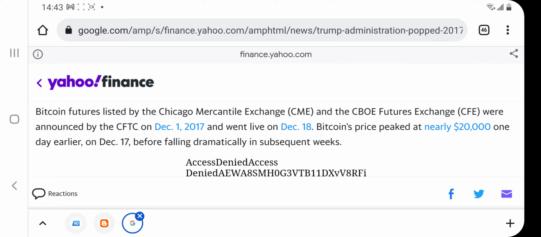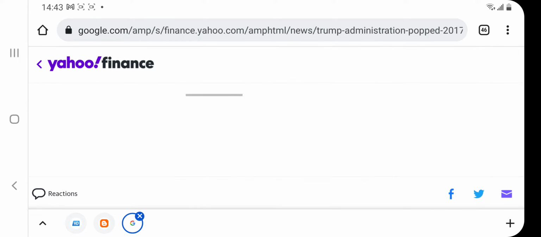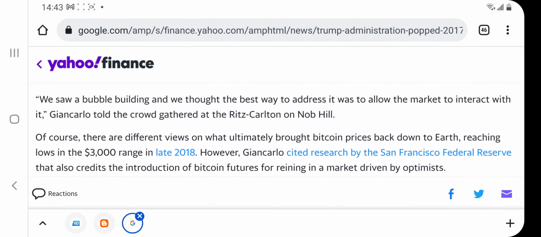So this is very likely to happen. I know that a lot of people may say this is not the only reason, but I think this is the main reason, because he said by himself, we saw a bubble building and we thought the best way to address it was to allow the market to interact with it. This is what the chairman said. And then he said, of course, there are different views on what ultimately brought Bitcoin prices back down to Earth, reaching lows in the $3,000 range in late 2018.